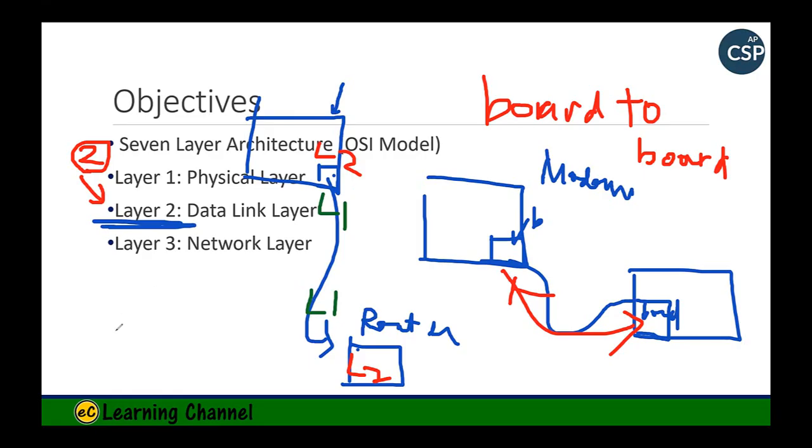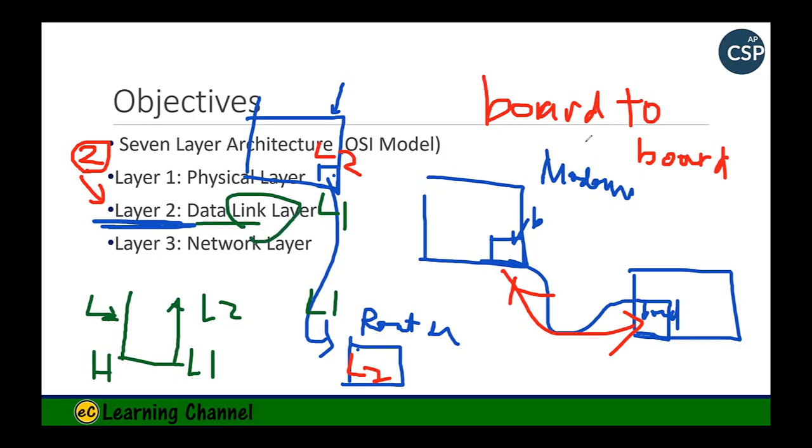So you go from level 2 down to level 1, and level 1 transmits to the other side to level 1 and comes back up to level 2. So this is board-to-board communication, and we call it level 2. Data link layer. Data link means board-to-board.